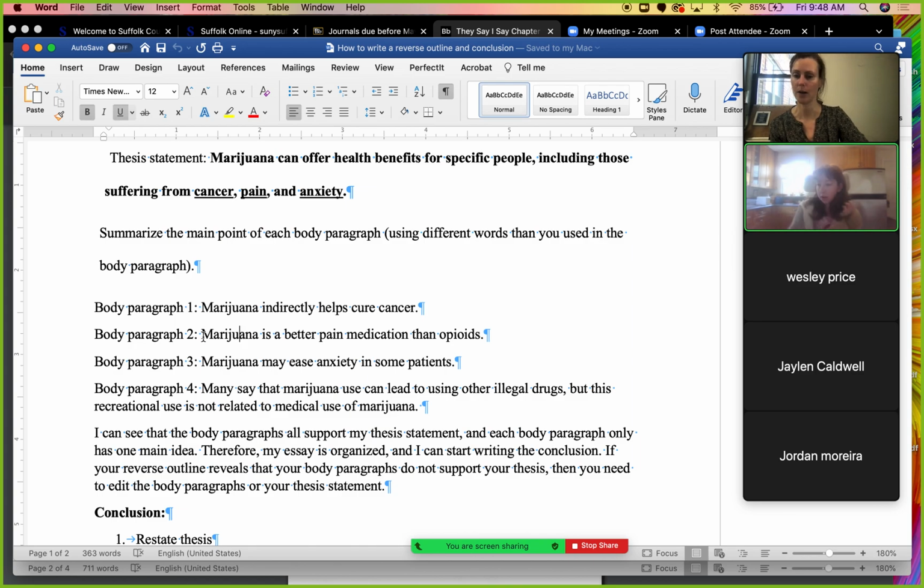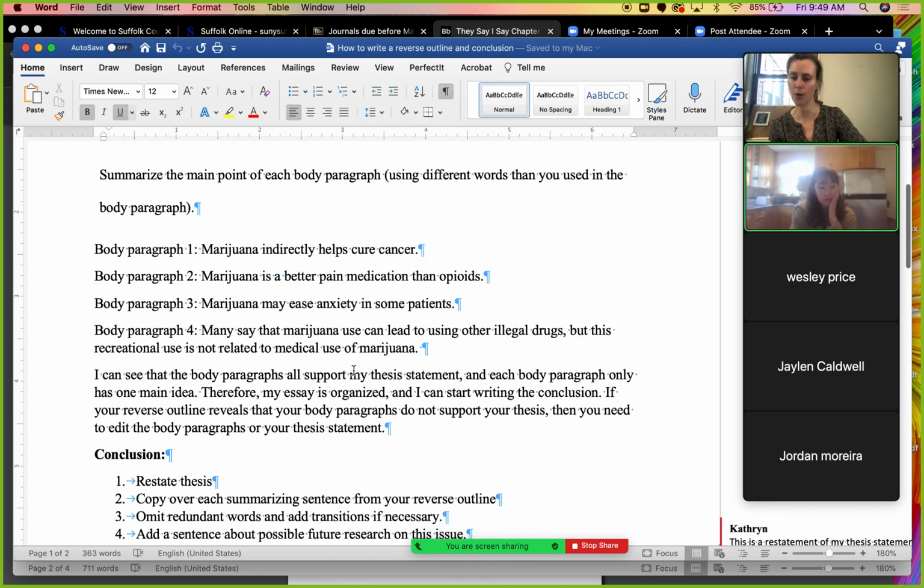So my body paragraph 2, marijuana is a better pain medication than opioids. I did the same thing. I looked at what I had actually written for body paragraph 2, summarized it in one sentence, made sure there was only one main idea, and there was, and then I make sure that it supports the thesis statement, and it does. Body paragraph 3, marijuana may ease anxiety in some patients. Yep, one main idea, supports the thesis statement.